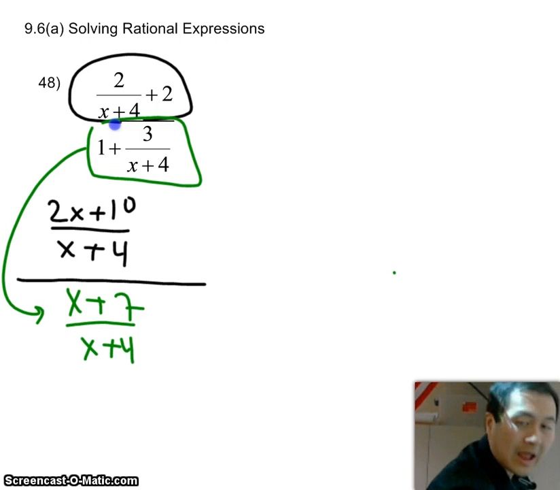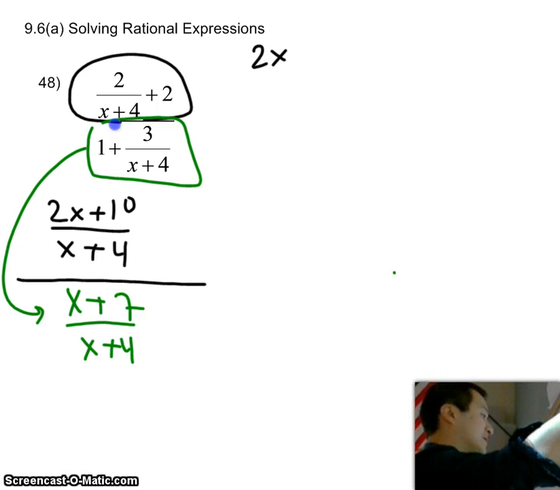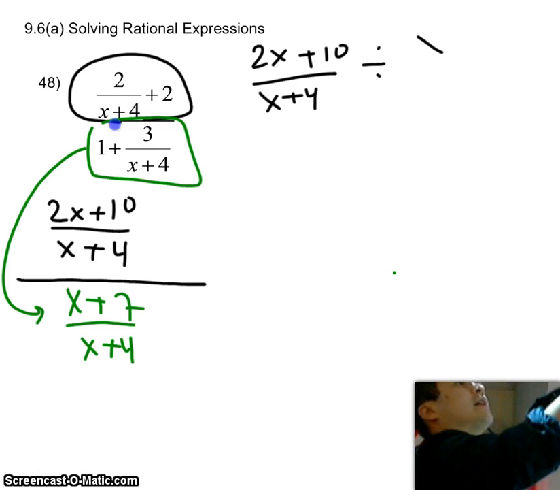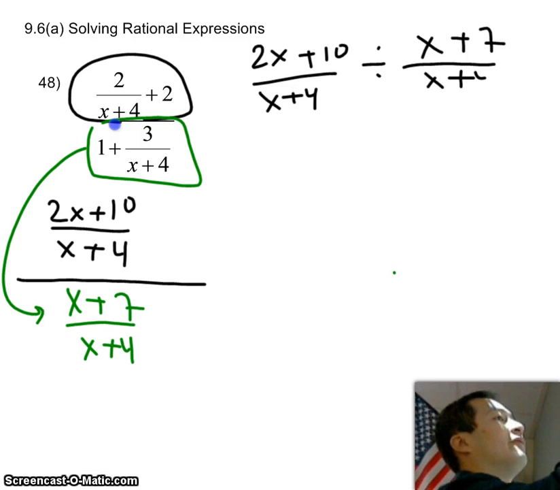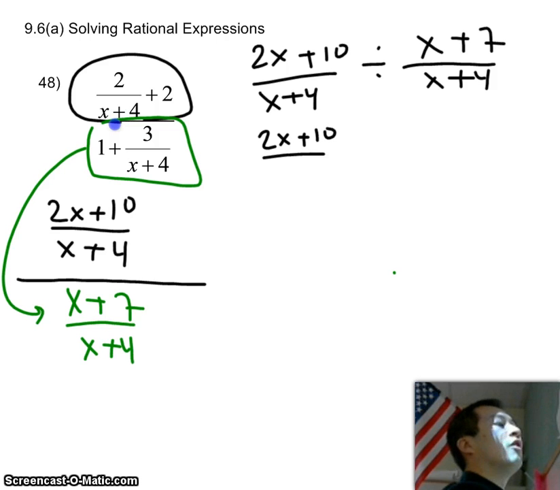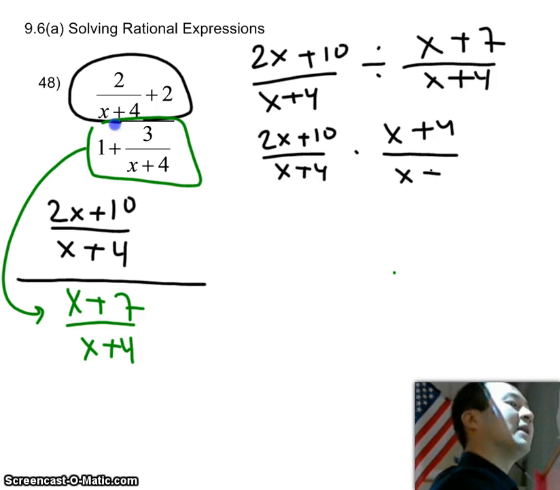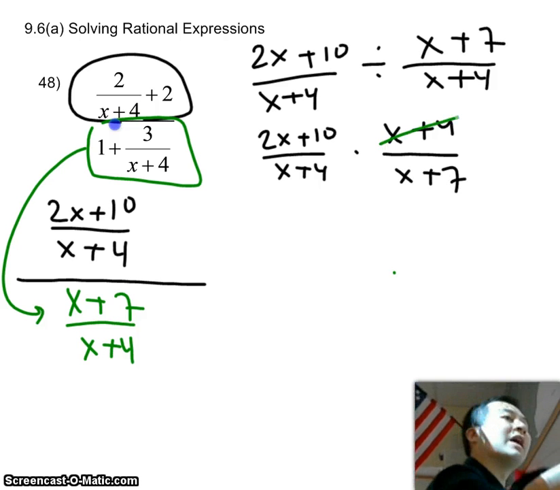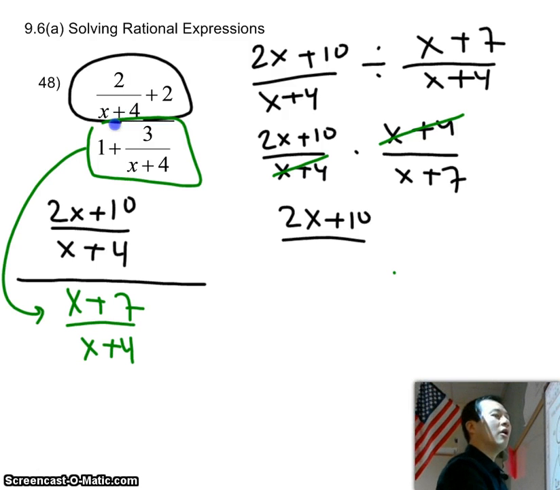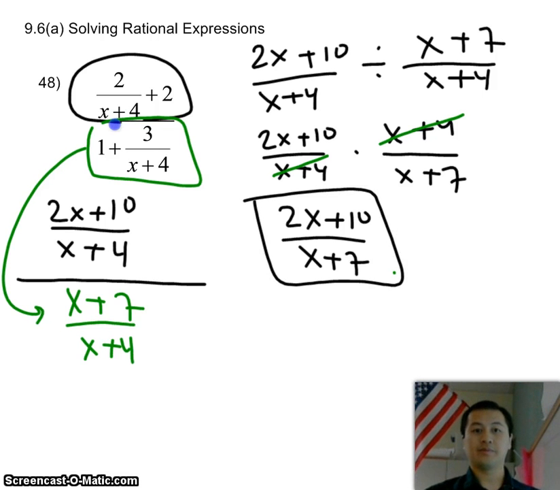Sound good? Now I have a fraction over a fraction. That really just means 2x plus 10 over x plus 4 divided by x plus 7 over x plus 4. Multiply that by the reciprocal. This is 2x plus 10 over x plus 4 times x plus 4 over x plus 7. Look at this. What reduces? X plus 4 reduces. Your final answer is 2x plus 10 over x plus 7. That's it. How do you feel?